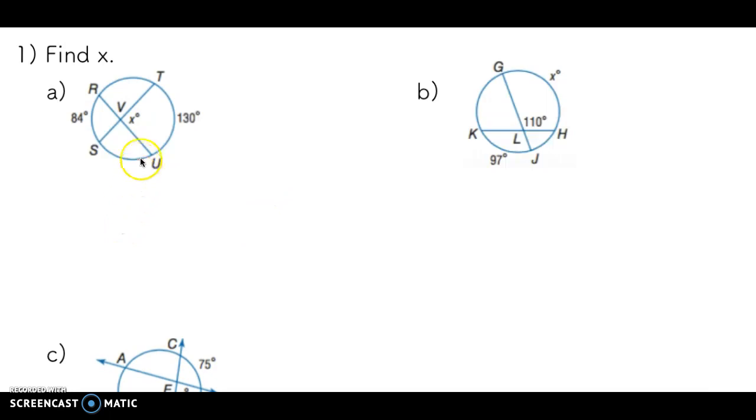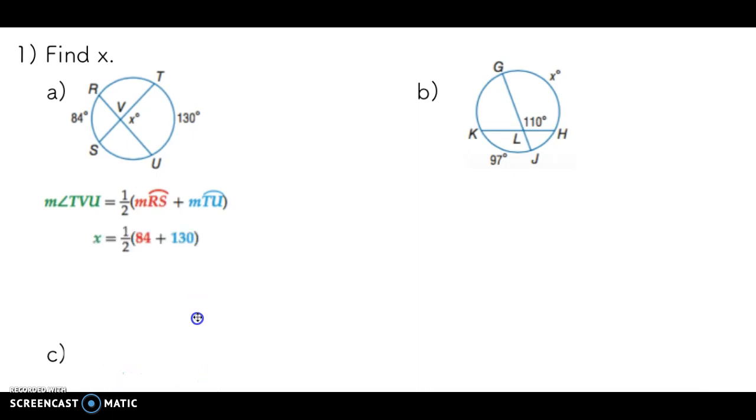So if I ask you to find the measure of angle x for A, remember this is the angle here, so this angle x is going to be equal to half the sum of our arcs TU and RS, so half the sum of 130 plus 84. So the measure of angle TVU is half of arc RS and arc TU. So half of 84 plus 130, half of 214. So basically x is going to be equal to 107.